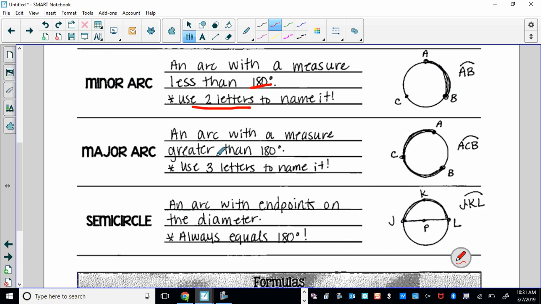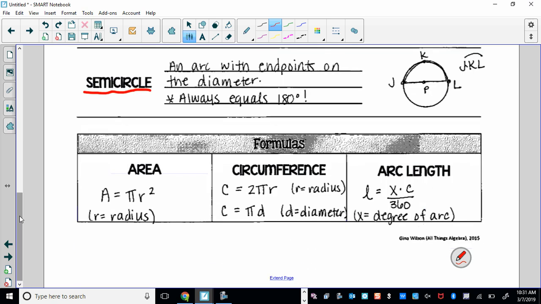If it's a major arc, it needs to be more than 180, and we use 3 letters to name it. Okay, if I say AB, you don't know whether to go to this side or the other side, but if I say ACB, you know we're talking about the major arc. Semicircle, I'm sure you all know, it's half a circle. Half a circle.